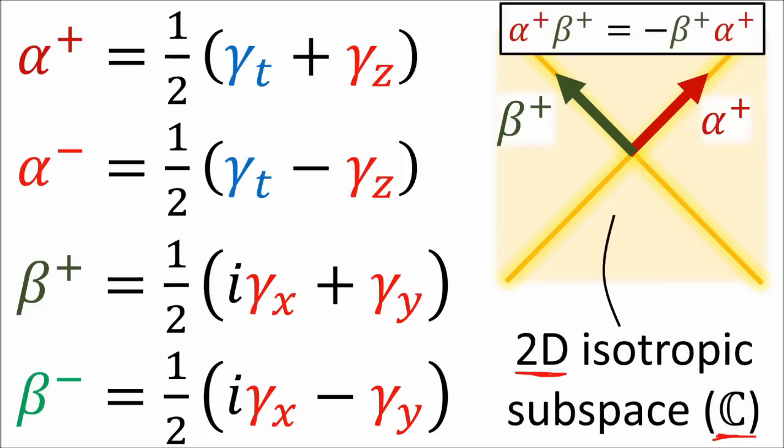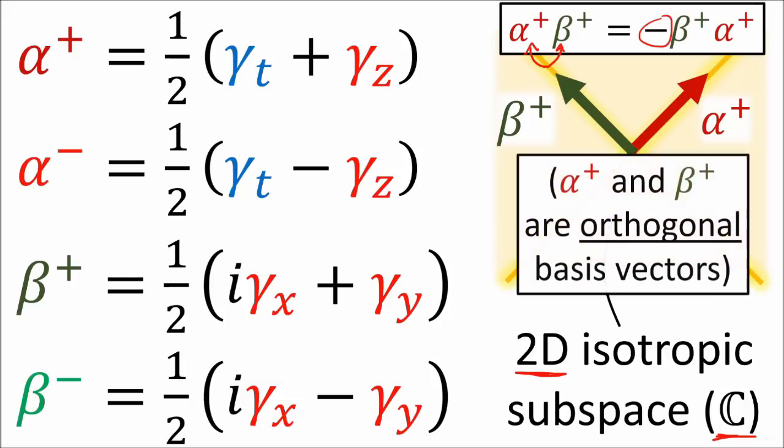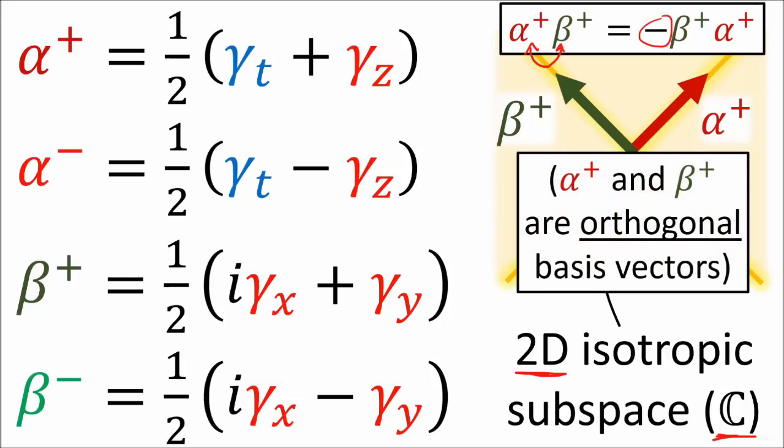Also, a key property is that the basis vectors for this space, alpha plus and beta plus, anti-commute with each other. Another way of saying this is that the alpha plus and beta plus vectors are orthogonal basis vectors, since in Clifford algebras, orthogonal vectors anti-commute with each other. Remember, this makes it so that the resulting projectors commute with each other.